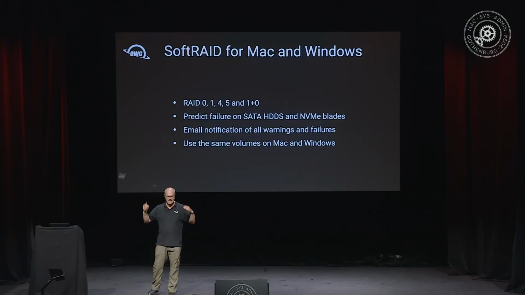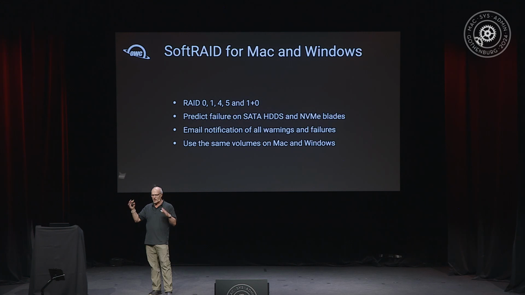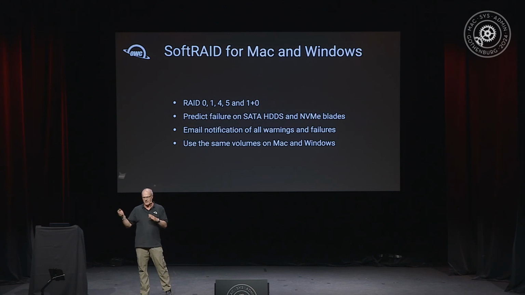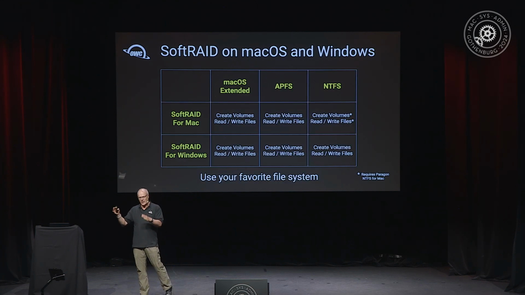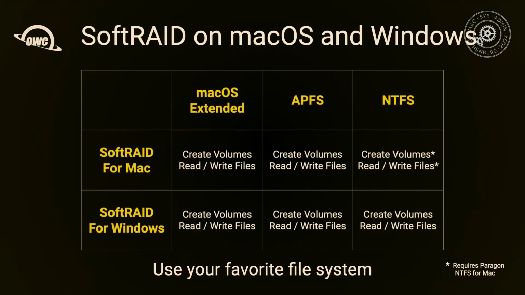You can take a SoftRAID for Windows installation, create a RAID 4, 5, 1 plus 0, RAID 1 or RAID 0 volume, and just move it onto macOS. The reason this works is because SoftRAID for Windows comes with its own macOS Extended and APFS driver. So if you make a volume on Windows or a Mac, you can move it to the other, and it will just read and write just fine.